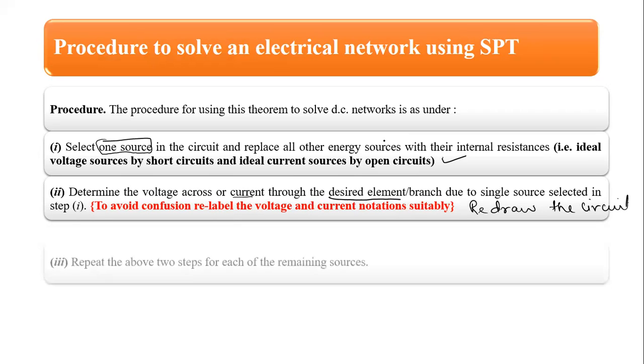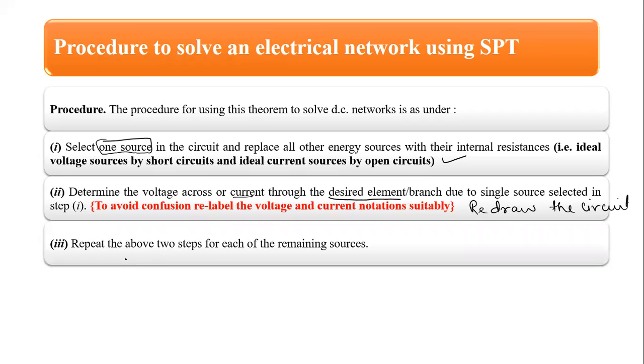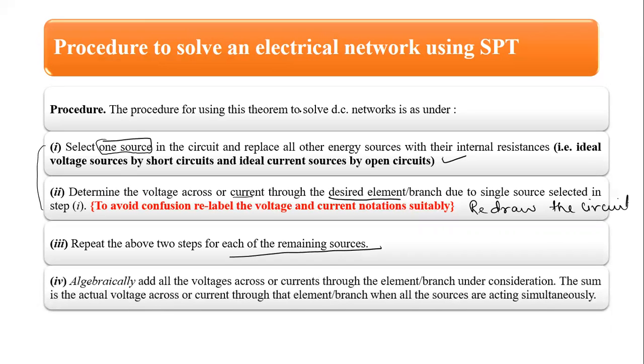Now let us go to the third step. We'll repeat the same thing, step one and step two, for each of the sources. We'll take one source at a time and replace all the other sources with their resistances. We calculate the current through the required branch using any method, KVL, KCL, node, mesh, current division rule, voltage division rule, whatever. Now, the last step: once we have got all the currents because of all the sources, we will add them algebraically.